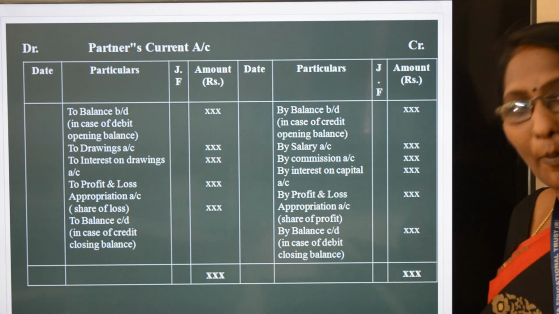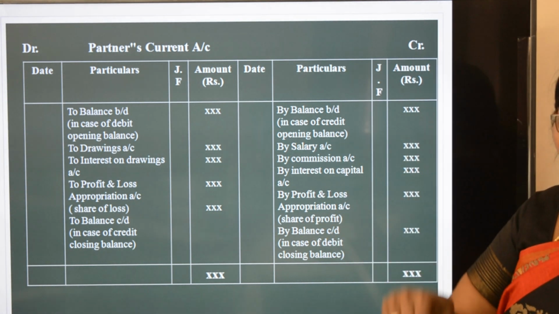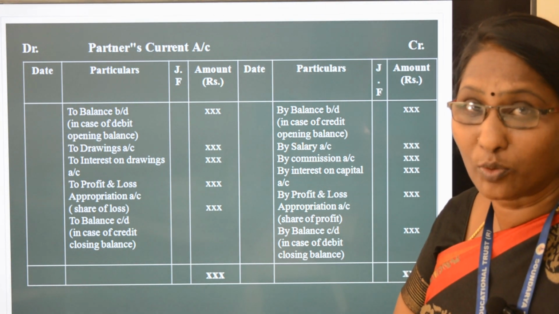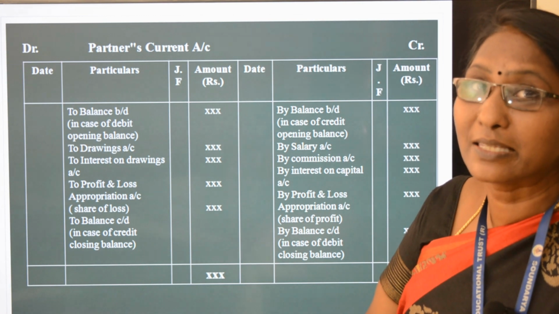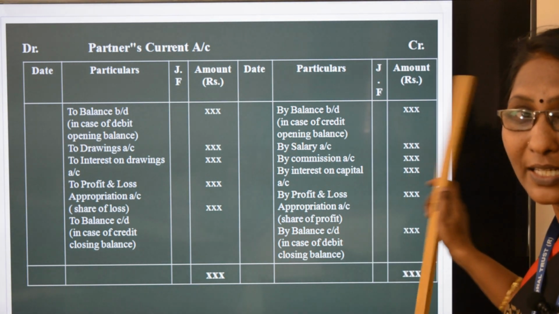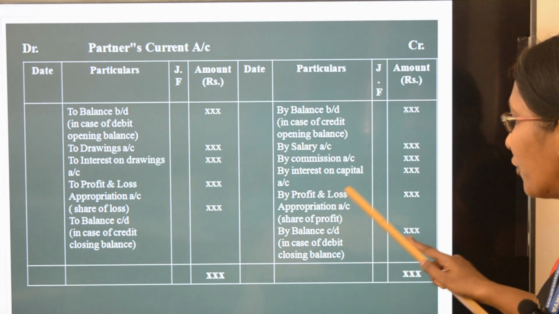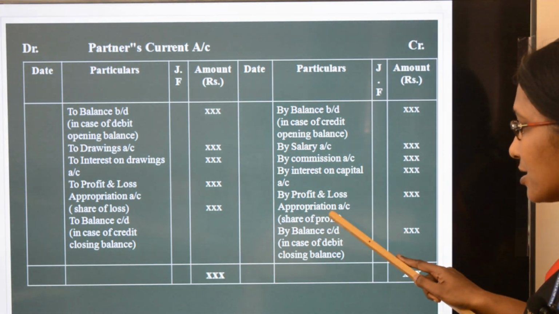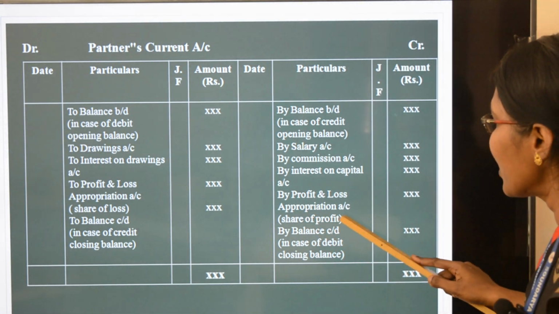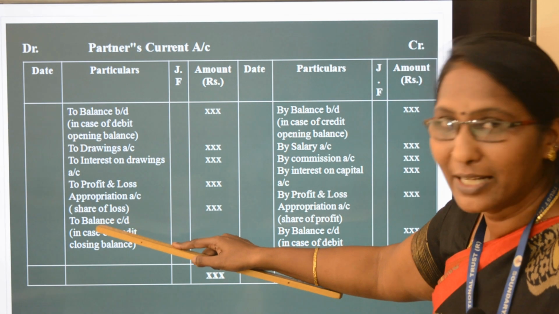In the P&L appropriation account, we calculated profit. It was distributed among the partners. From the debit side of the P&L appropriation account, we transfer that balance to the credit side of the partners' current account. So we write this as by profit and loss appropriation account. This is about profit distributed in the P&L appropriation account. If you get a loss, where do we enter it? We write it on the debit side.